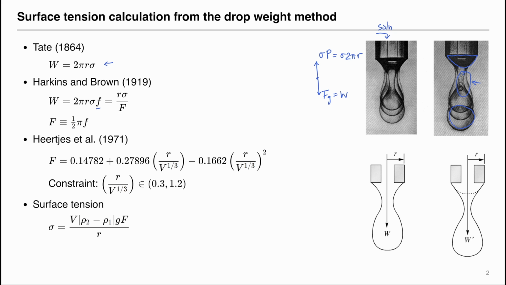Therefore, we want to introduce a correction factor, small f, and we can also write it in terms of big F, where big F is defined as 1 over 2 pi of small f, and we write W equals R, the radius of the nozzle, multiplied by the surface tension sigma, divided by F. The correction factor small f has the physical significance of the ratio between the weight of the liquid that breaks away to the total weight of the pendent drop at the instant of the breakaway.